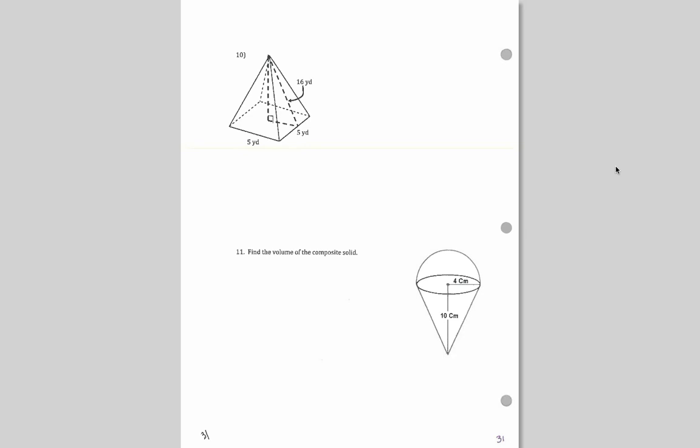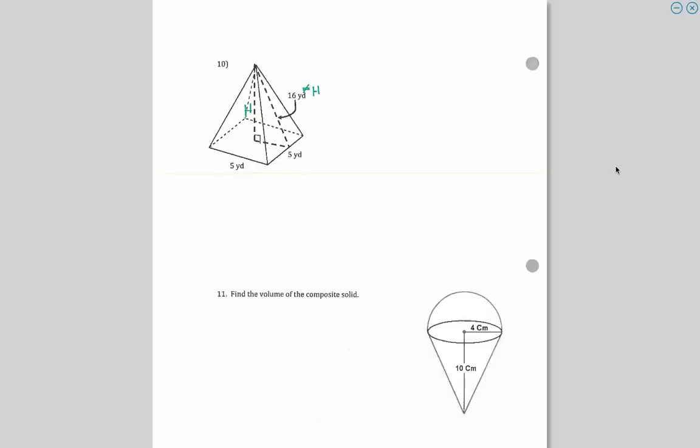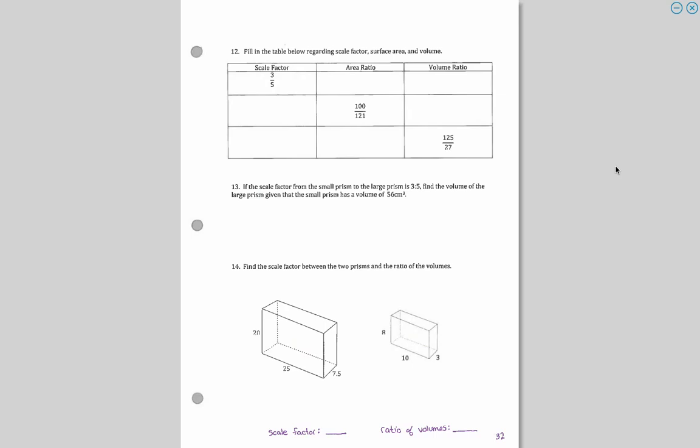I'm just going to sneak through here and see if there's anything I want you guys to ignore. You can kind of skip 10 if you want. If you want to try it, just remember for 10, this is not H. H is inside here. So you have to use the Pythagorean theorem for that. It's good practice, but I don't think I'm going to throw something like that at you guys.